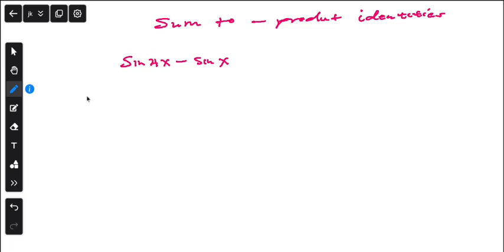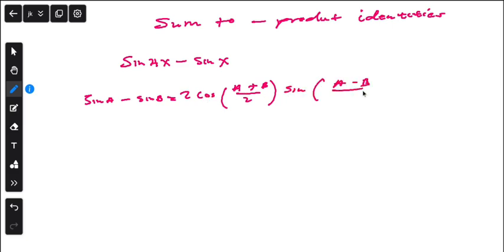So the first thing, you need to write the identity sine a minus sine b. If you remember very well here, we were saying it is 2 cos, then open bracket a plus b, then divided by 2. Since here we're having cos, here we're going to have sine, then a minus b, then divided by 2. So we know that our a is 4x and our b is x.